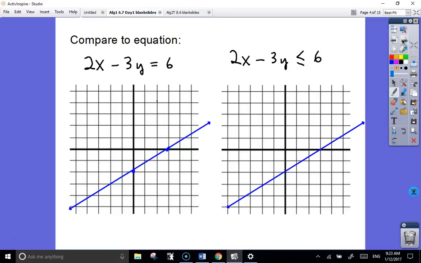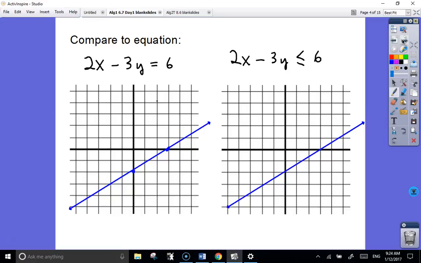I think I've got my pen in the right place. So I'm going to compare the equation 2x minus 3y equals 6. What form of the equation of a line is that called? It's standard form, right? And remember, you could graph standard form with the intercepts. You could solve for y, but you could also do it with the intercepts.